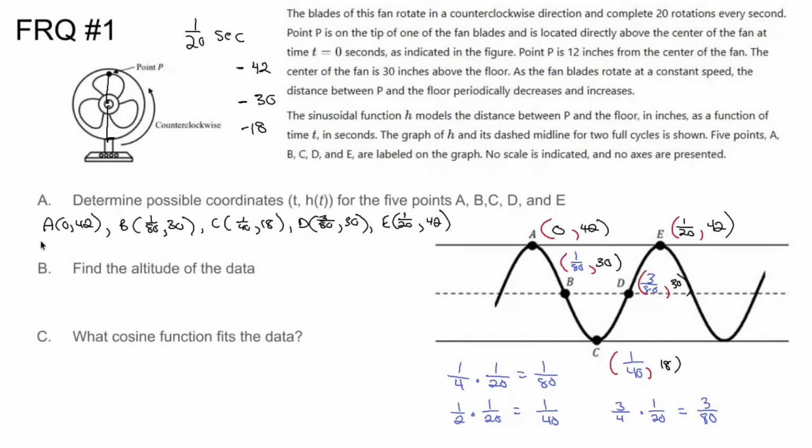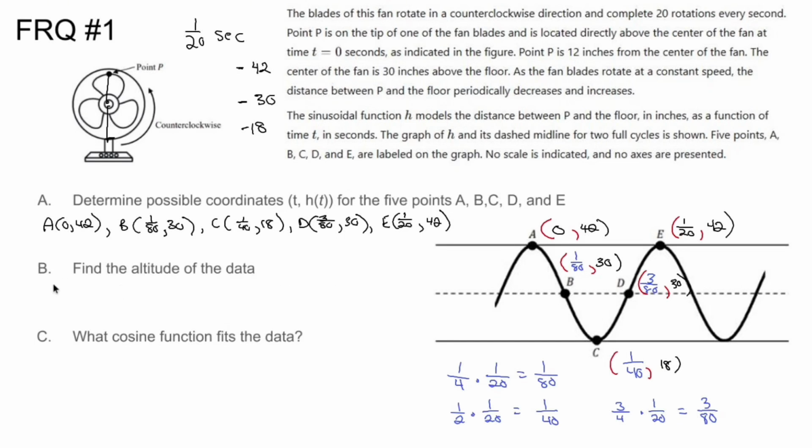Now, again, these are all possible points. Technically, there's an infinite amount, but I think most people would rather start out with 0. I think that's the best way to go. So, problem A, donezo. Problem B, find the altitude of the data.